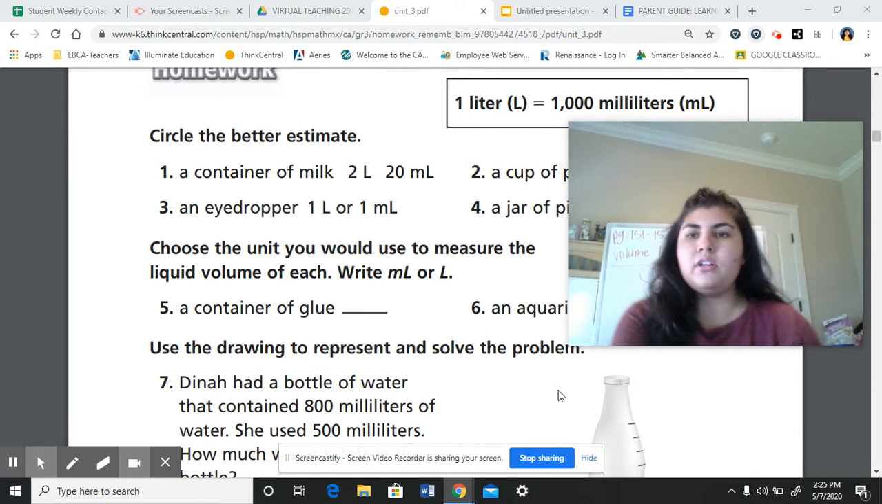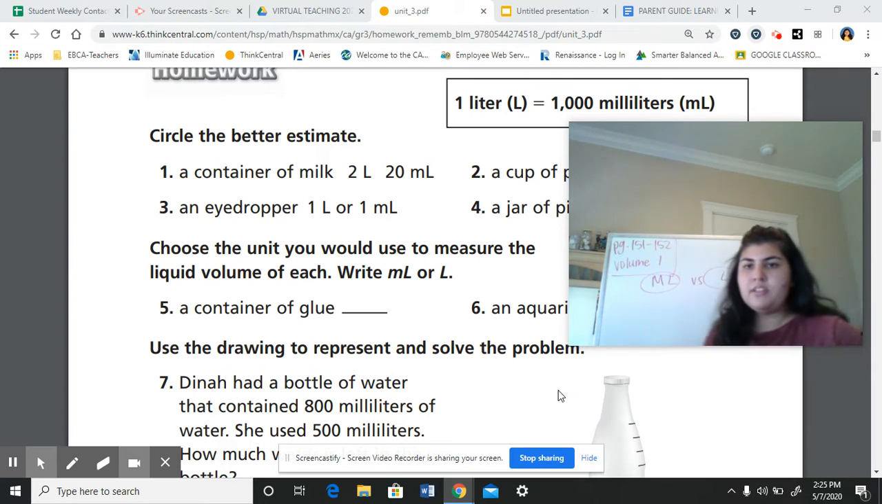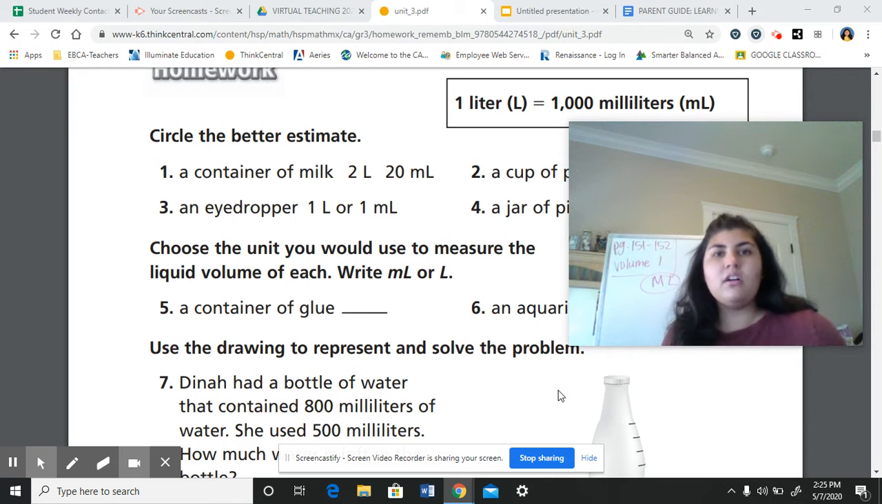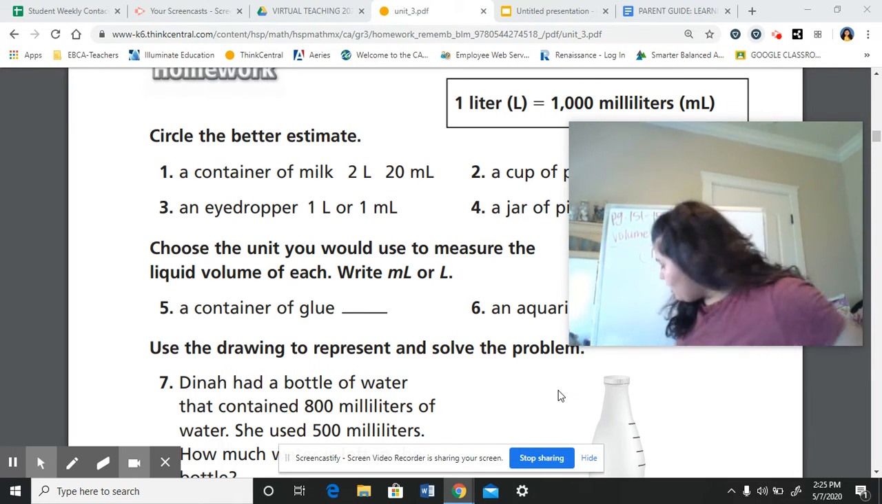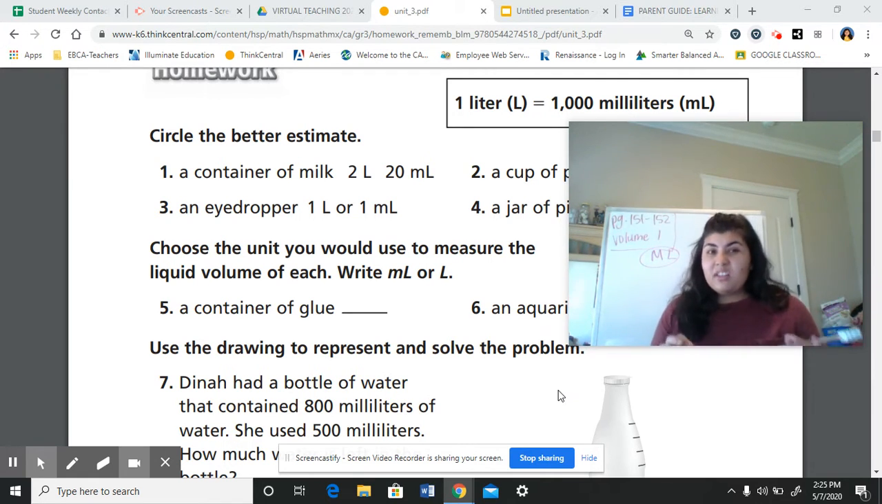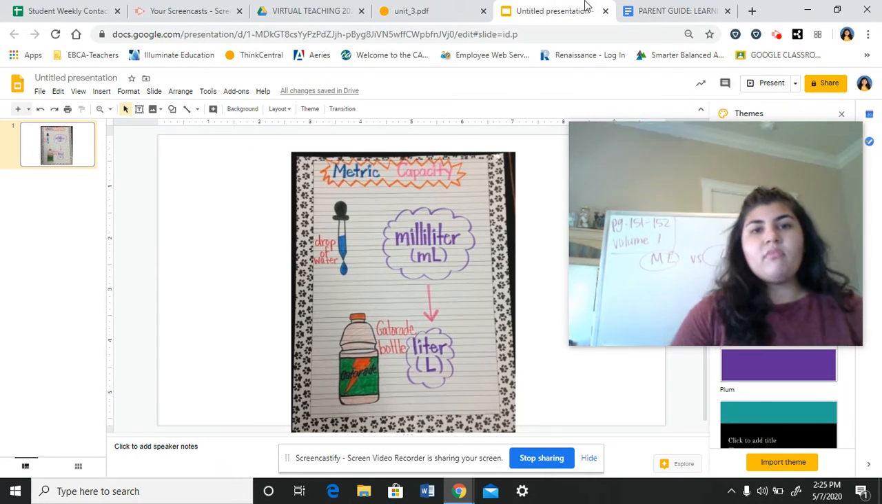We are going to go over page 151 and 152 in volume 1 of your homework and remembering. On these two pages, we are going over milliliters versus liters. There are some important things that you need to know about milliliters and liters.